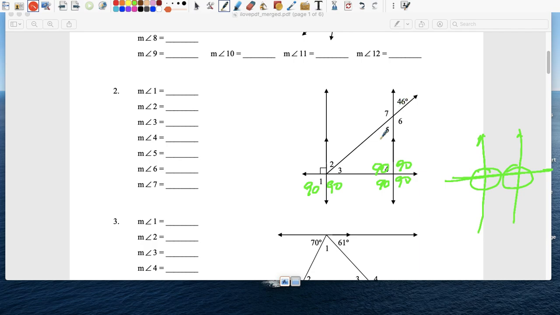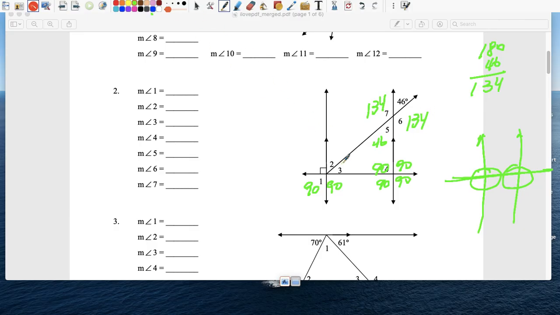If that's 46, angle 5 is 46, vertical angles. Opposite angles are the same value. And then can we figure out 7 and 6? Yeah, 180 minus 46 is 134. So this is 134, which makes angle 6 134.